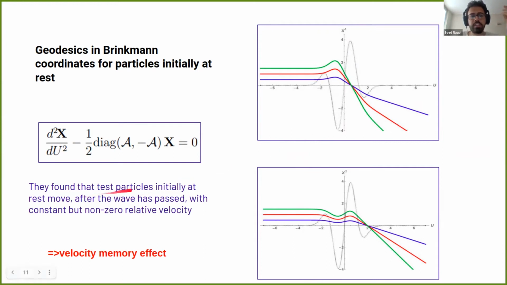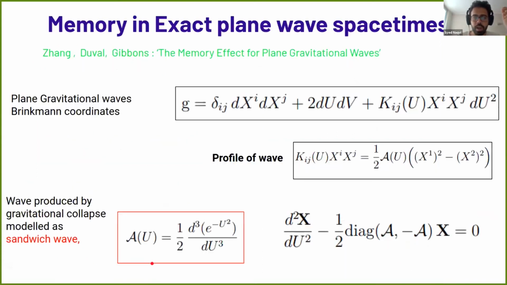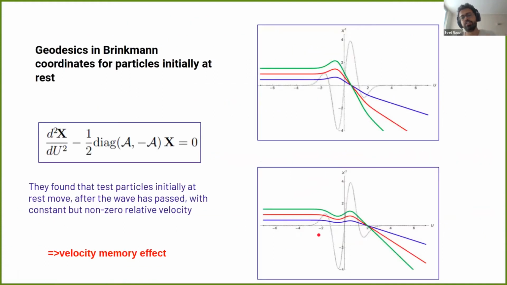So they found out that these particles are initially at rest. But after the wave has passed, they move away with constant non-zero relative velocity, which they termed the velocity memory effect. So recently, memory has been studied in this form, where you have some different forms of wave profiles over here, and you study the geodesics in that picture.